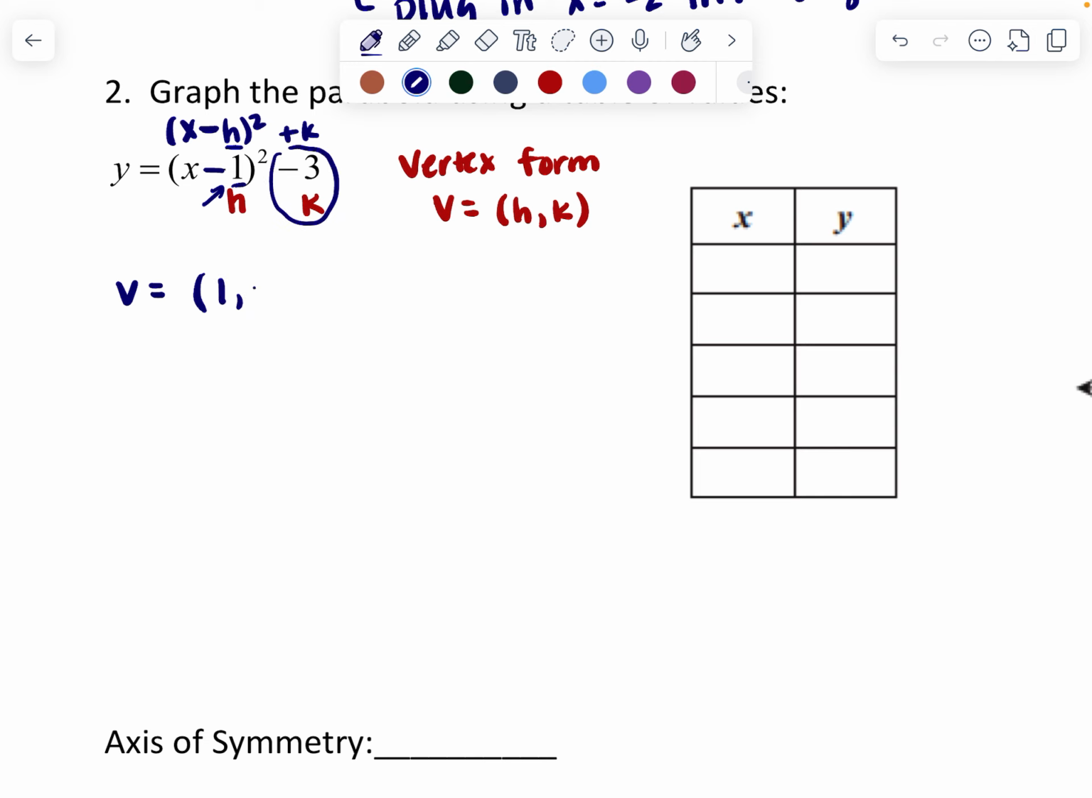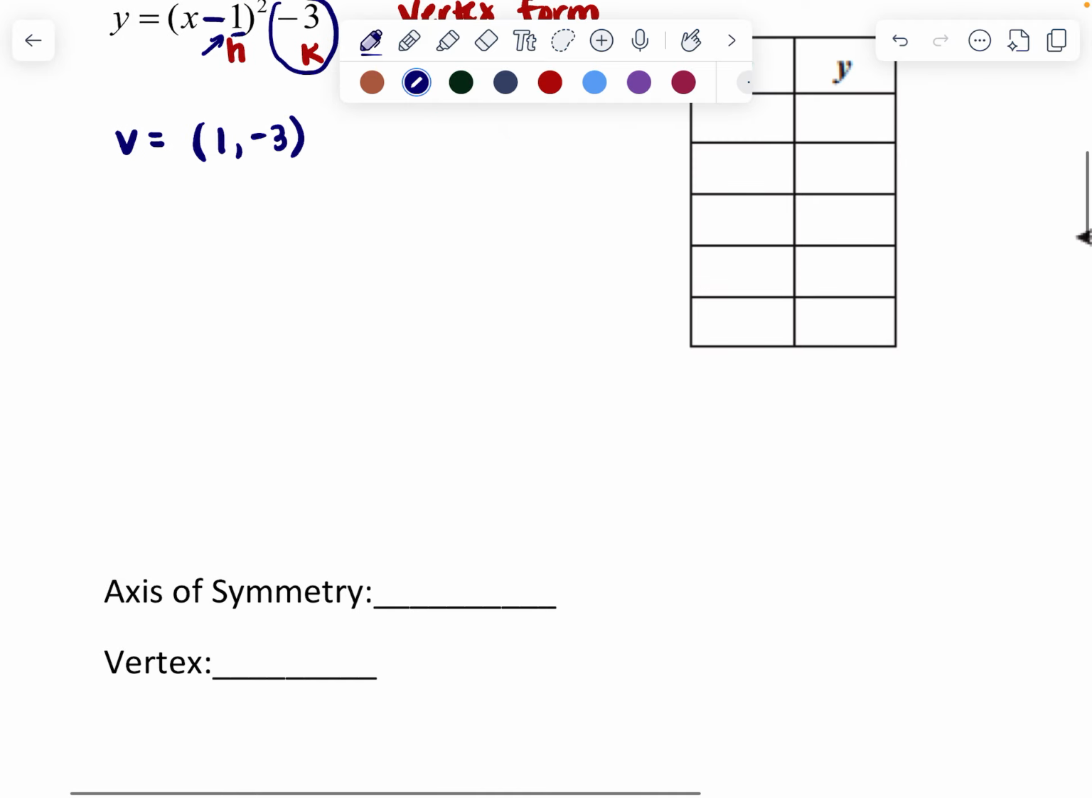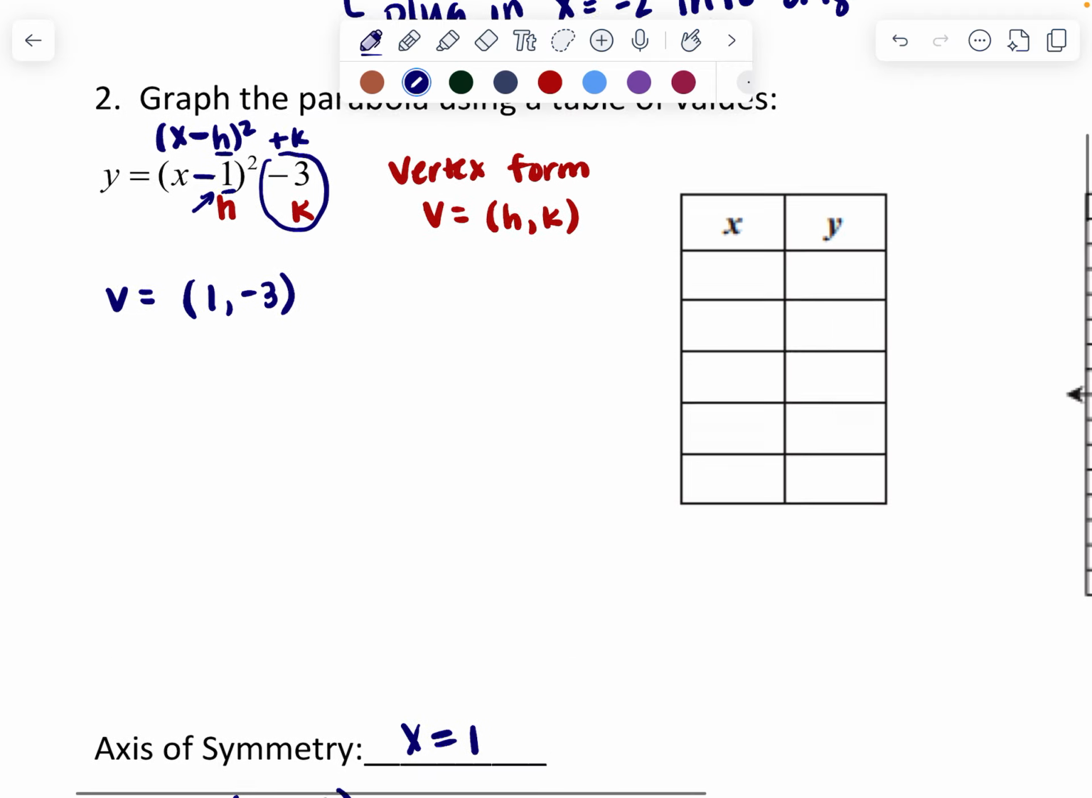If it's a -3, you're going to put a -3. If it's a +3, you're going to put a +3. Okay, so my vertex is 1, -3, which is kind of nice. Let's write that on here, 1, -3. You guys remember the axis of symmetry is always the x value. So this is going to be x equals 1, and then you've got that. Okay, now the nice thing about this, I didn't have to do -b over 2a.